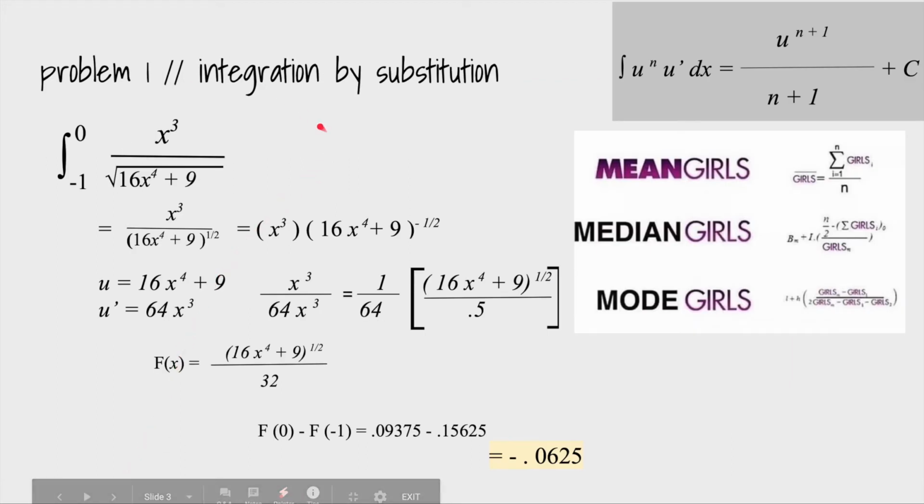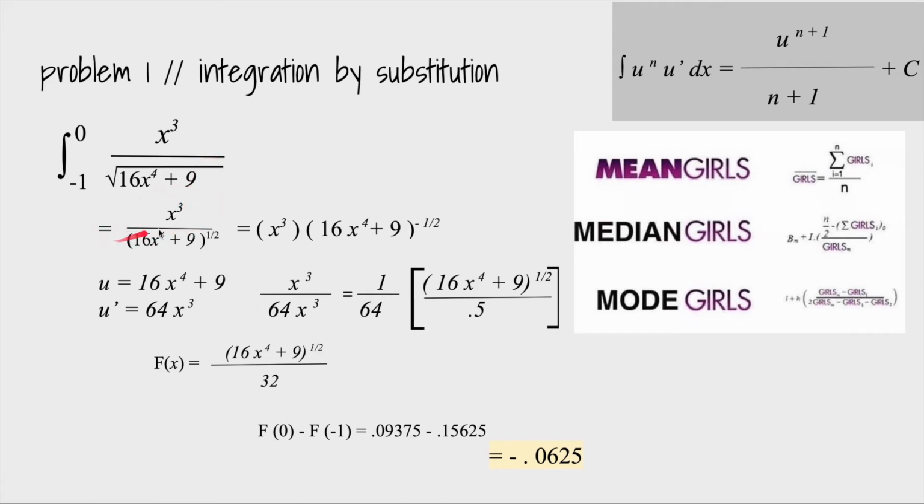And the second one I decided to use was problem 1 for the integration by substitution. Back home, I learned how to do substitution very simply: you have the integral of u to the power of n times u prime dx equals u to the power of n plus 1 over n plus 1 plus c, which is very similar to reversing the chain rule. For this problem, we had the integral from -1 to 0 of x cubed over the square root of 16x to the power of 4 plus 9.